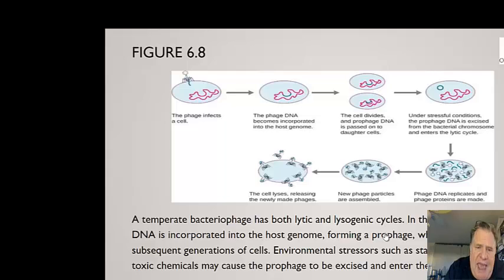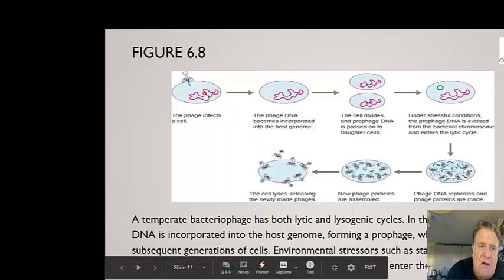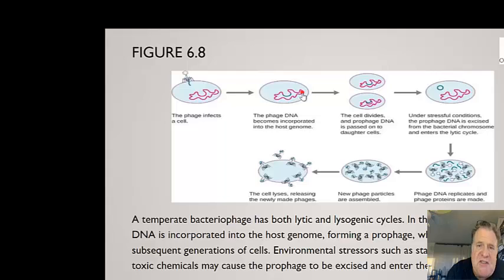And so what we see here in the lysogenic cycle is the bacterial phage gets into the cell, and instead of producing more phage, the phage incorporates into the host genome, and then as the host divides, so does the phage. And then under stressful conditions, or conditions which are going to see the death of the cell, the phage can produce a whole bunch.